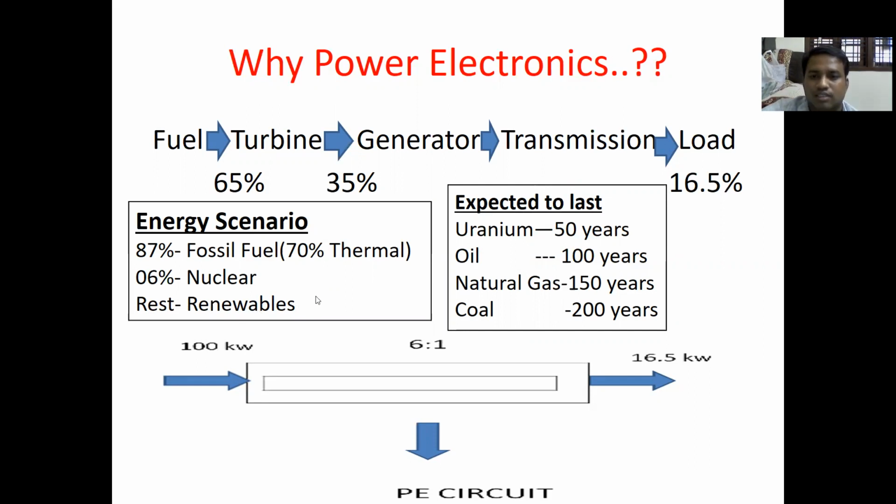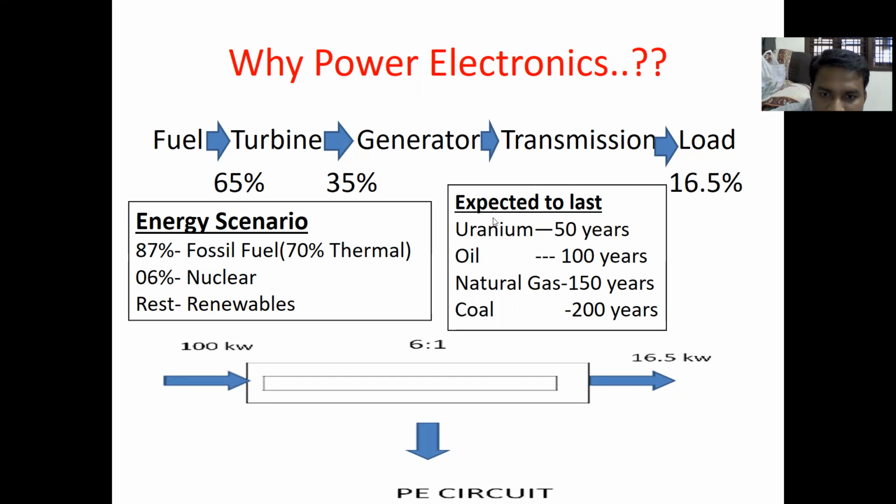And we are expecting that uranium is going to last for 50 years, oil for 100 years, natural gas for 150 years, and coal for 200 years. And after that, we don't know what actually happens. But civilization is not going to end, no? So in order to protect all these things, what do we have to do?